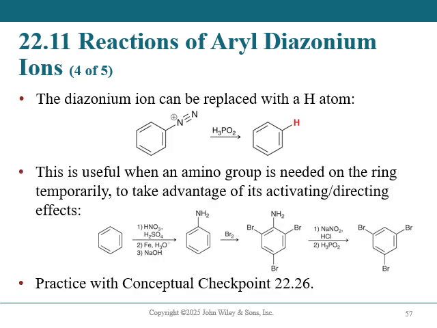The diazonium ion can also be replaced with a simple hydrogen, then you go back to benzene. This is useful when an amino group is needed on the ring temporarily to take advantage of its activating or directing effects. So for example, we form aniline. Once we do that, we brominate, and we actually have bromine on these three positions, but I really don't care about this amine group. Well, in that case, I can undergo a nitrosonium ion reaction, followed by the replacement of that diazonium ion with a hydrogen, and that's it.